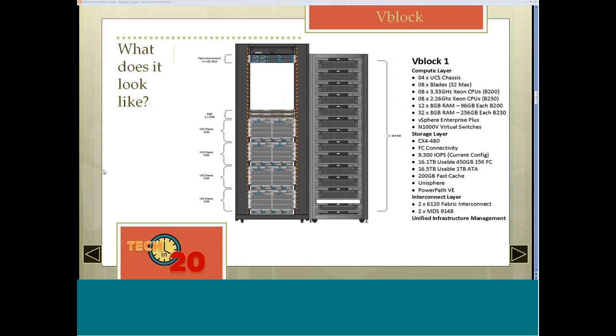So the mystery is gone. Basically, VBlock is just a rack of equipment. On the right-hand side, we have the storage layer, which, of course, is going to be an EMC solution. For VBlock 1s, it's a Clarion CX4 480. And on the left side is the compute and networking layer with the Cisco chassis, blades, and switches.